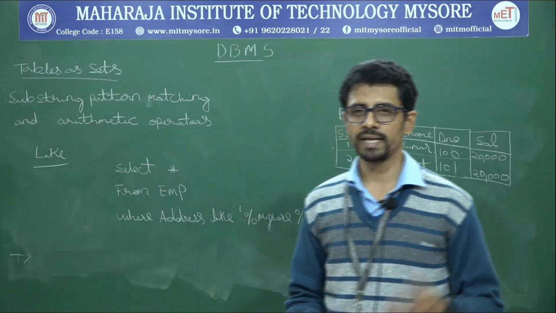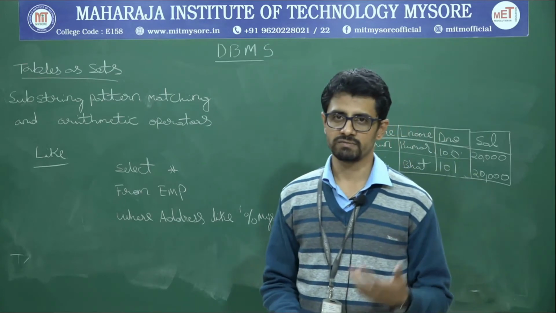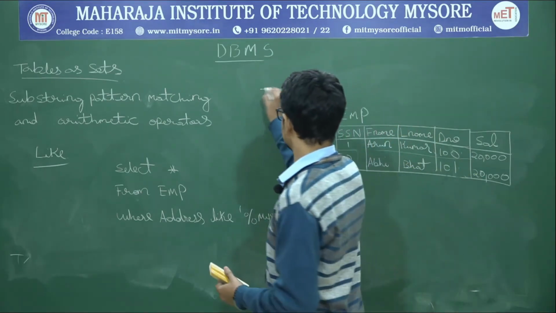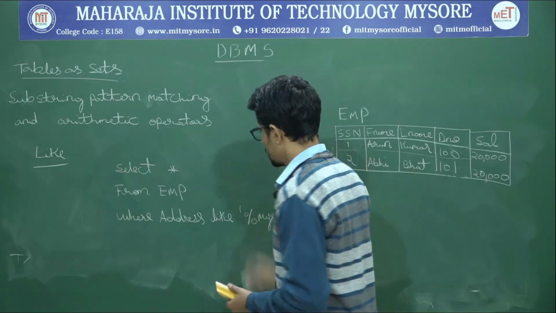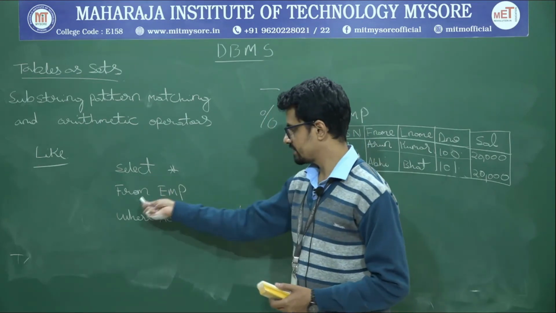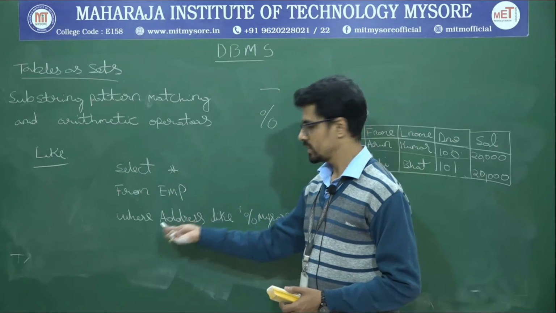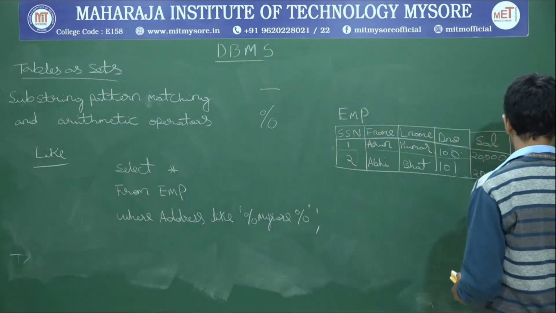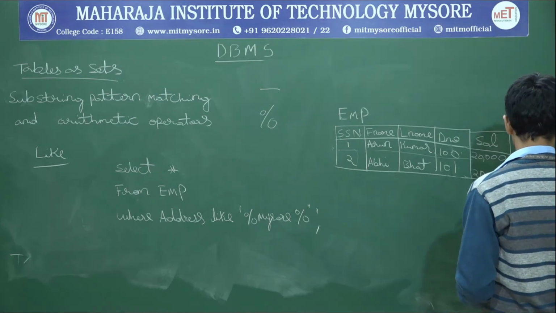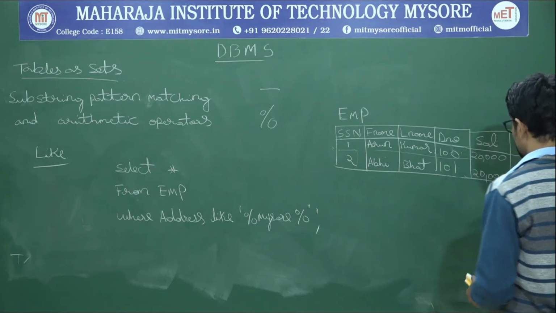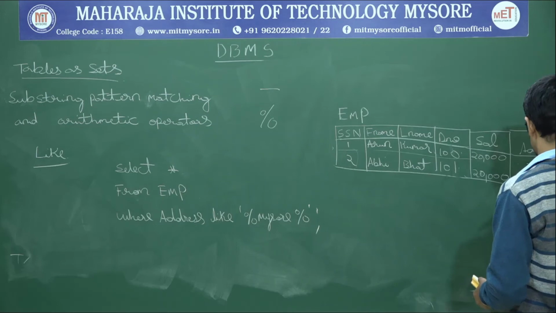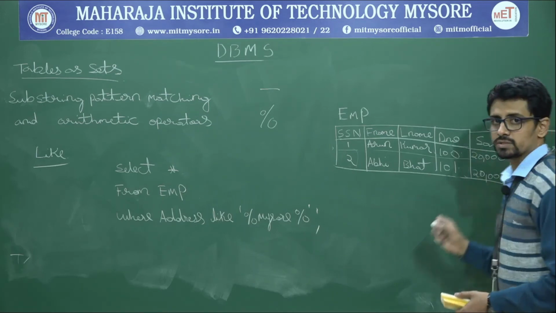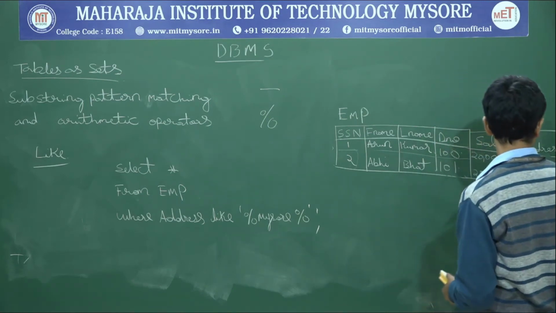Let us see an example. LIKE can come with the modulus operator as well as the underscore. We'll see the difference between those two. Now, select star from employee where address, so assume that there is also an attribute called address here, and with some address, say Mysore, sorry, I guess it is not viewable.